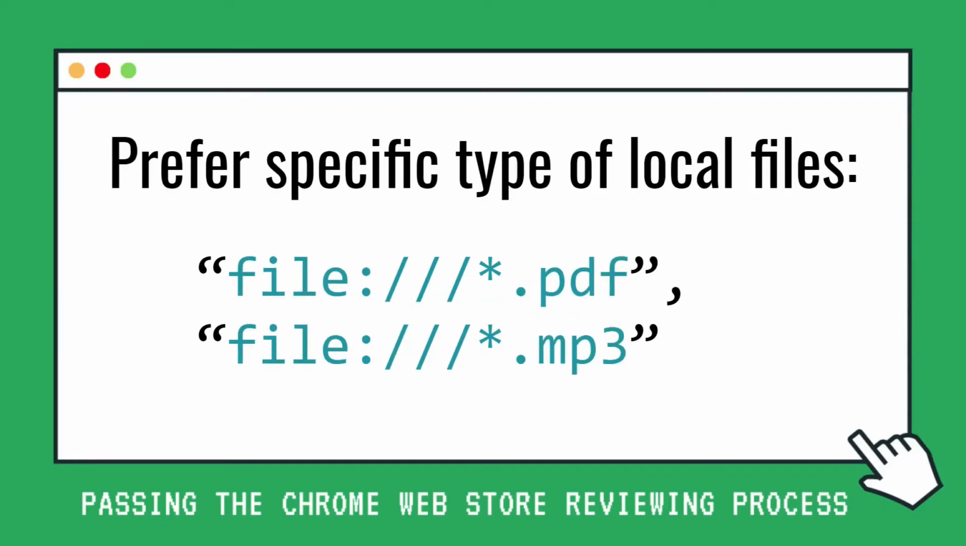If your extension is actually injecting code into the local file system, it's also better to specify what type. So let's say you are adding any features to sound files, and so you would include the .mp3, or if you are offering some kind of tooling for local PDFs, then you can add file *.pdf, and that would include any PDF file.